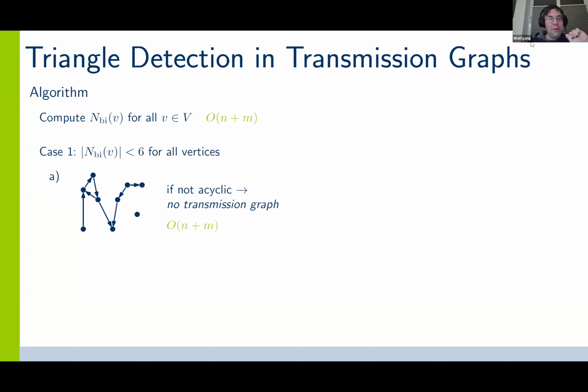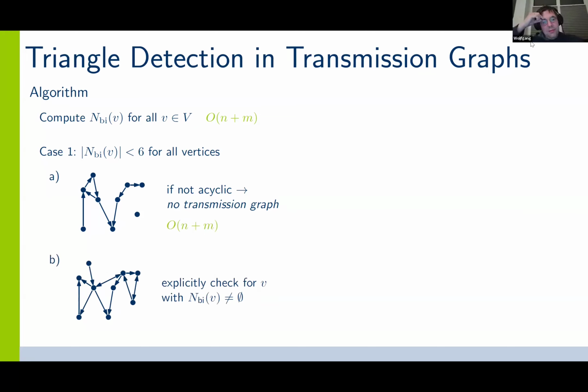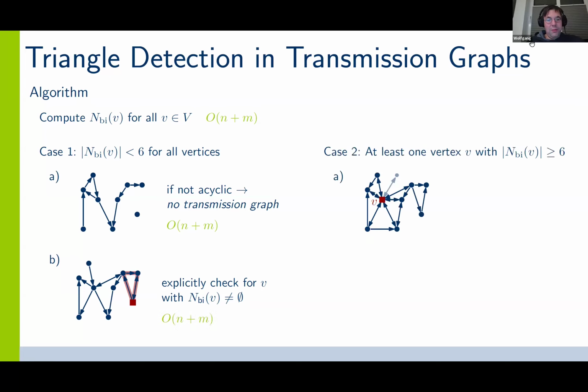And otherwise, we check for every edge that has some bidirectional neighbor. We can check explicitly if it closes a cycle, or if it is contained in a cycle with length... Okay, and this again takes n plus m time, if I remember correctly.